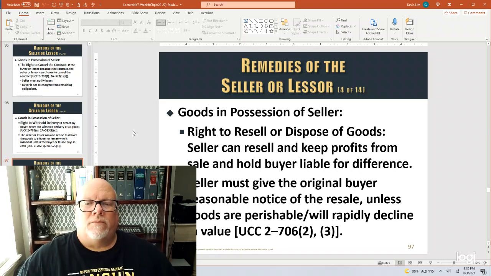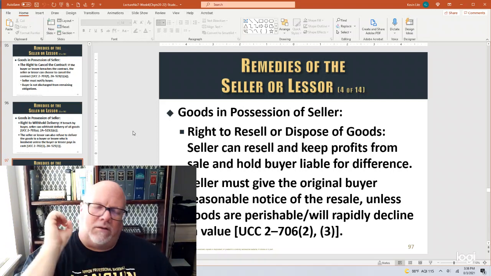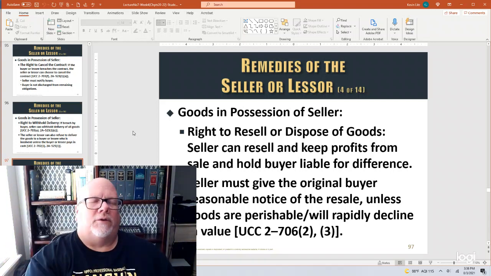Now, if you already have them, but they're non-conforming or they're defective, well, you have the right, theoretically, unless our contract says no, to send them back to me, and I'll fix them, and I'll give you your money back.